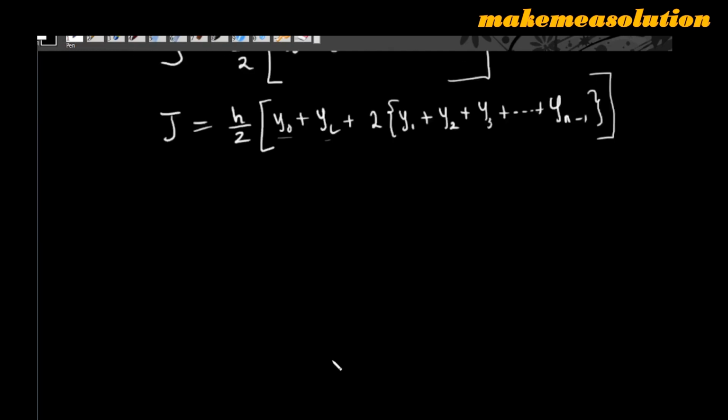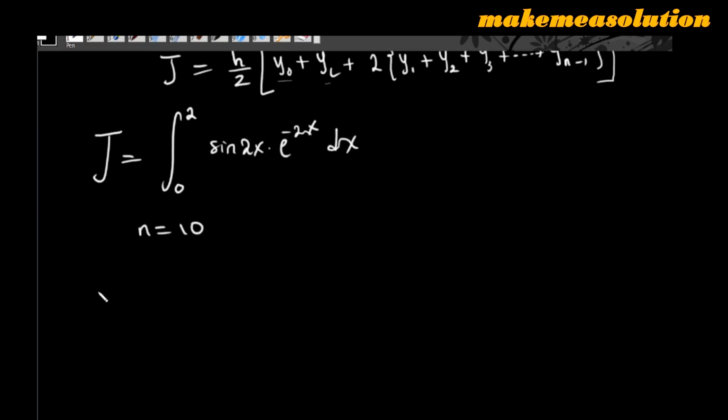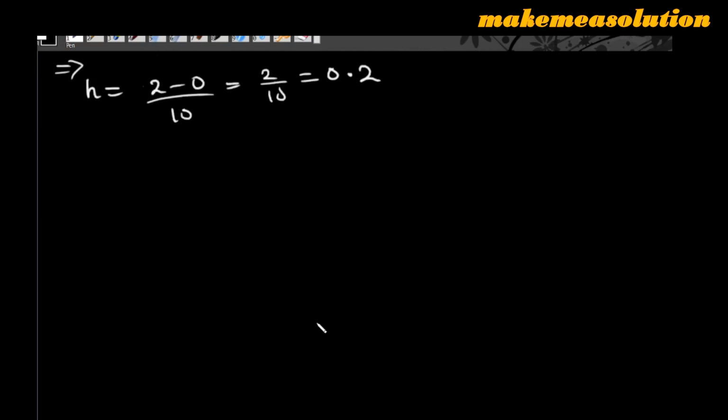So we are going to demonstrate with the integral. Let's say J is equal to the integral from 0 to 2 of sine 2x exponential minus 2x dx. This is what we want to evaluate, and we are given that n is equal to 10. So we can define h as 2 minus 0 divided by 10, which is going to give me 2 over 10, or steps of 0.2. That's my interval size.